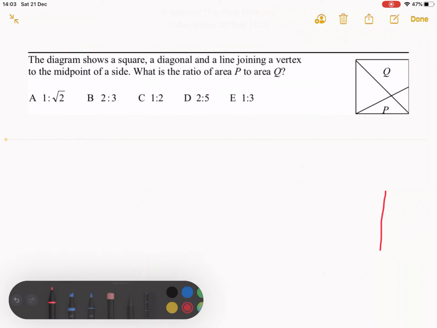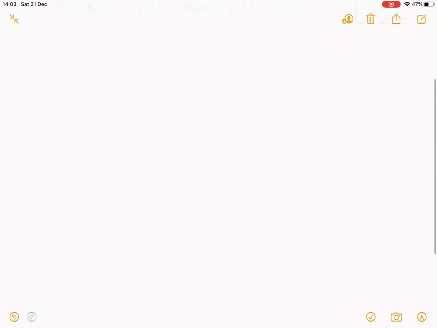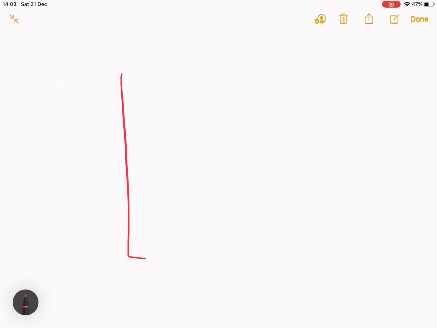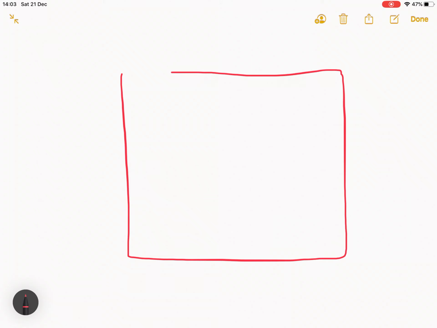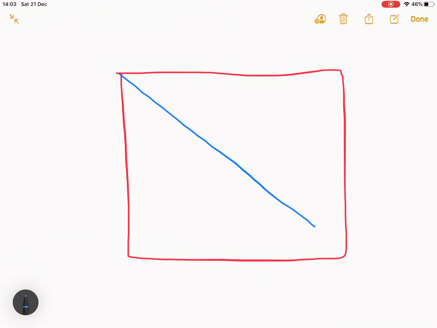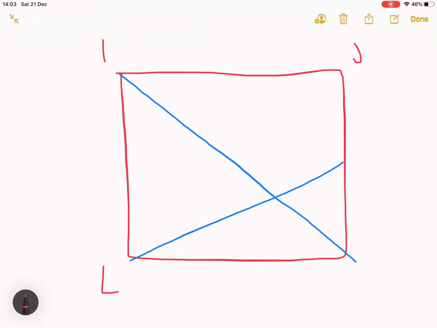So to make it easier for ourselves, we'll draw the diagram again, adding some sides to help us figure out lengths. So we have our square, and in our square we know we have our diagonals, and then we know that there is a line that goes from the midpoint of a side to the vertex of a side. And then we can label each corner with a different letter, so we have I, J, L and K.